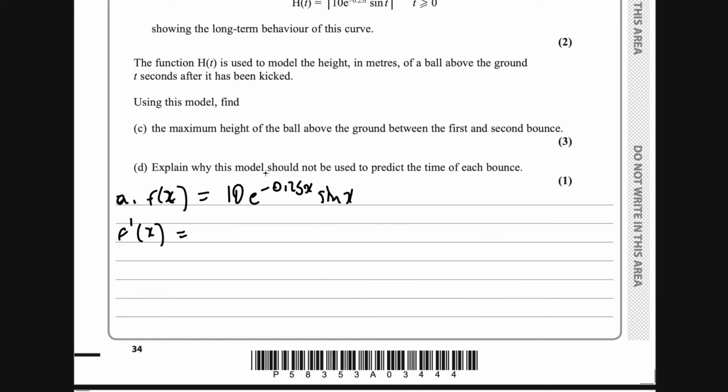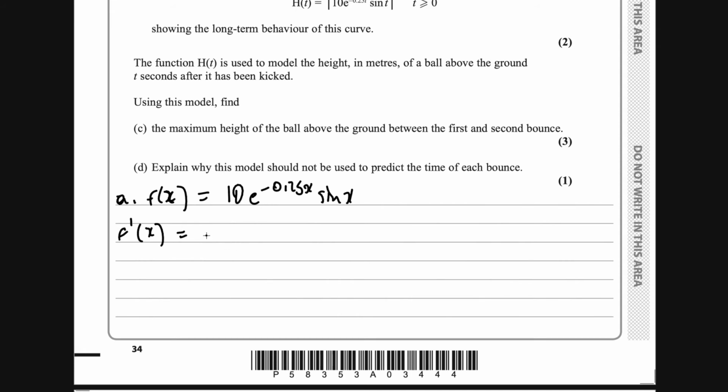In order to do that, we're going to differentiate this part of the function and multiply it by sine x. Then we're going to add that to the derivative of sine x multiplied by 10e to the minus 0.25x. To work out the derivative of this part of the function, we're going to use the chain rule.